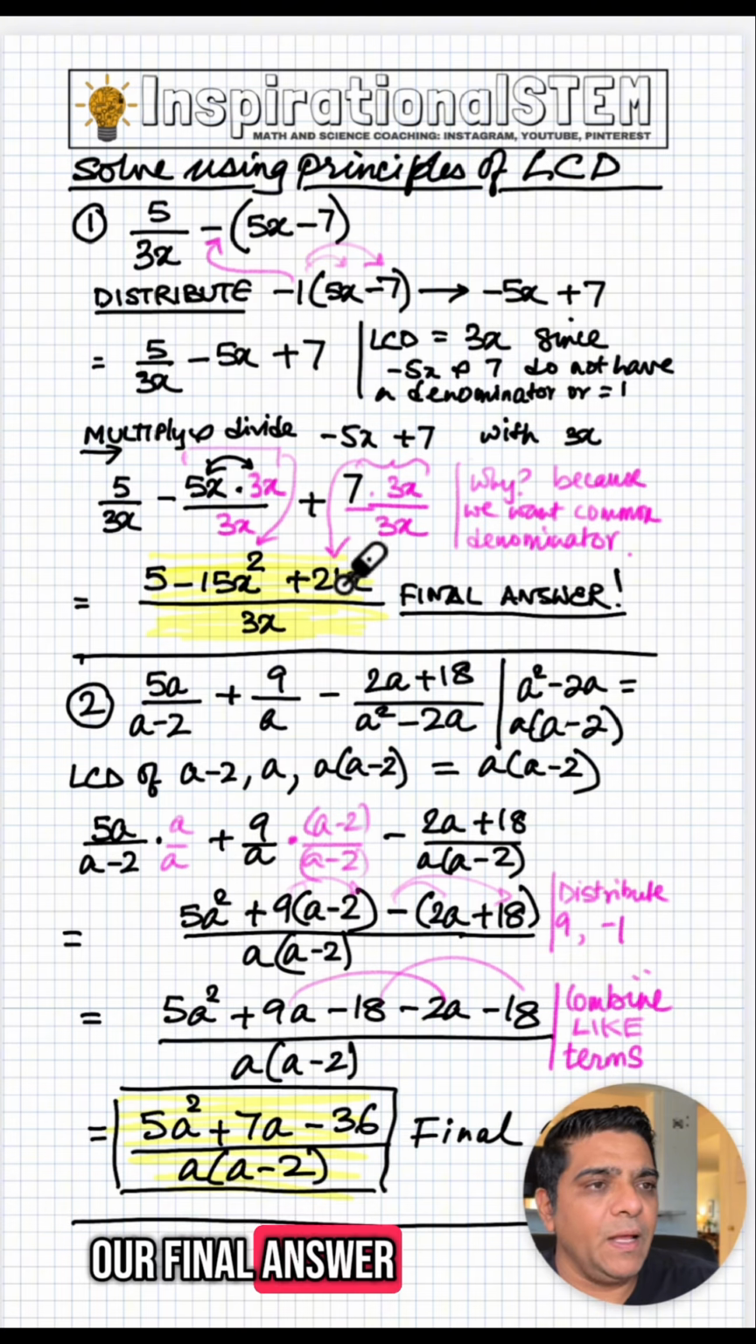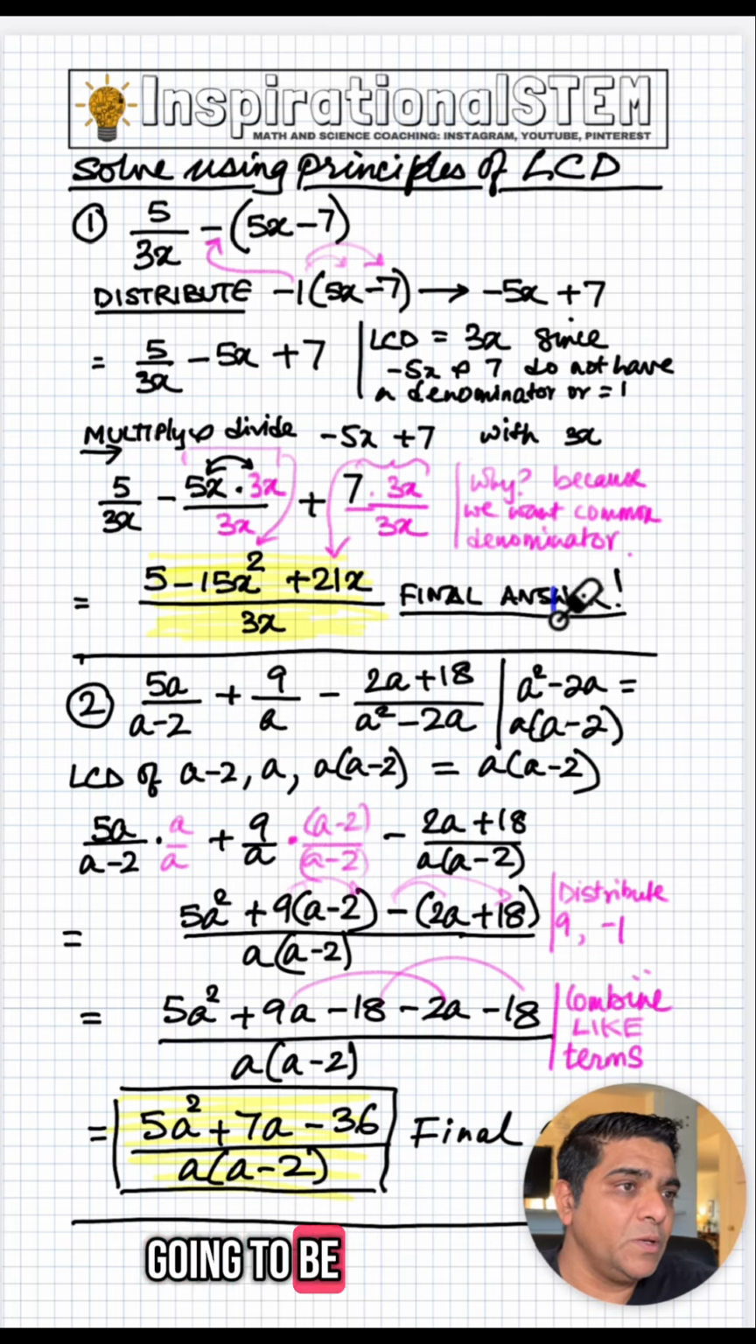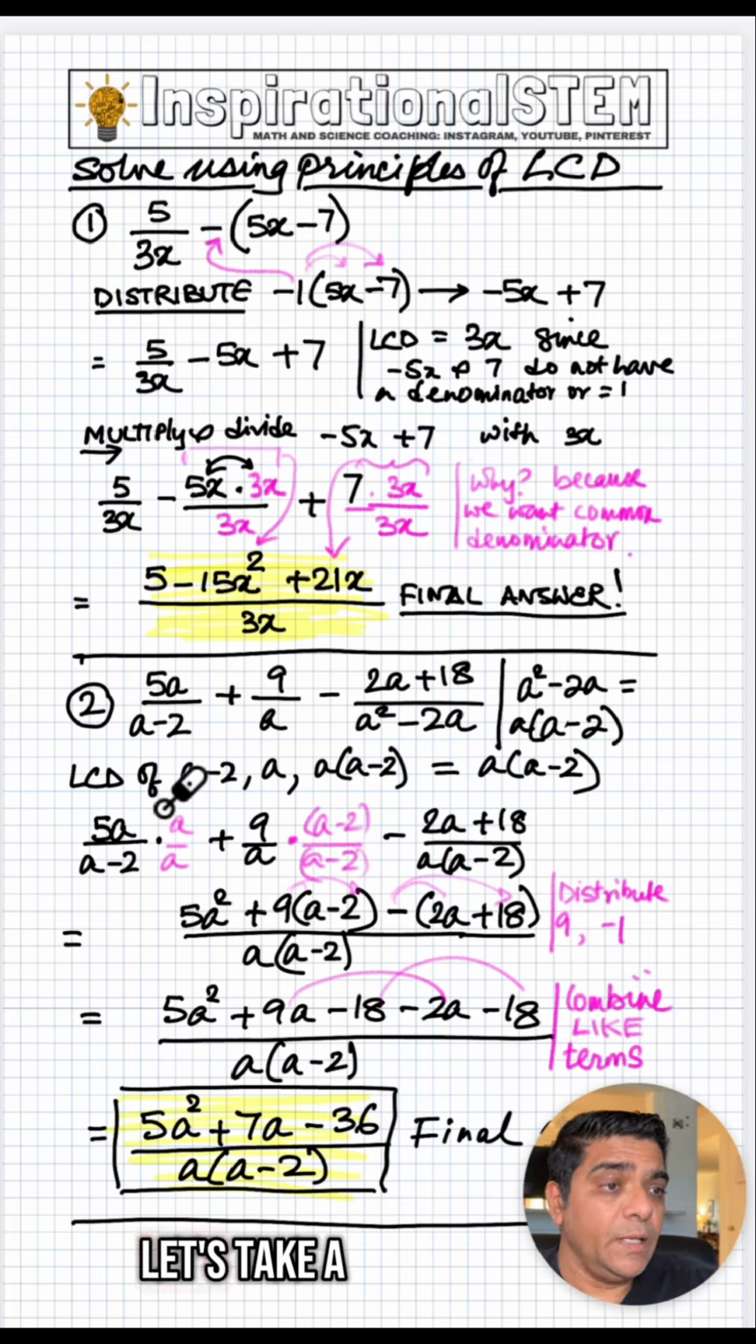So this is our final answer in this case. Now notice that we can't really simplify that any further. There are no like terms to combine, so this is going to be our final answer. Let's take a look at another example.